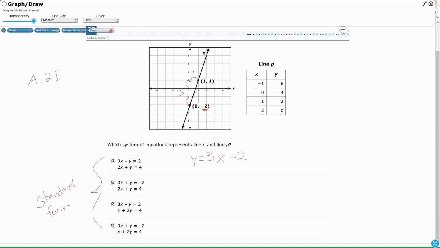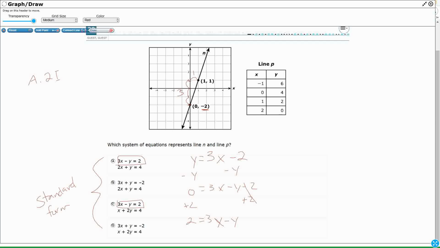Now, I need to turn this into standard form, and I want my x to be positive, which means I'm actually going to subtract y from both sides. So I would get 3x minus y minus 2, and then I want to get that 2 over here. So it's going to get 2 equals 3x minus y. So 3x minus y equals 2. I see that right here.